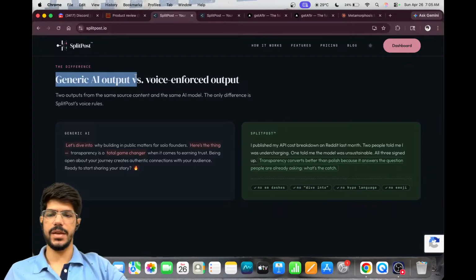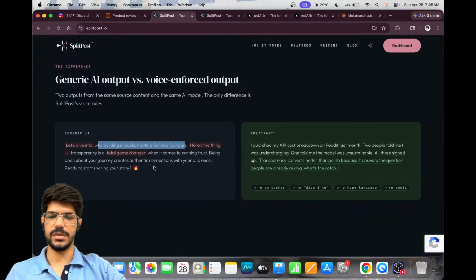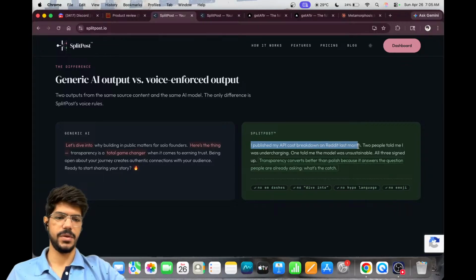Okay, generic AI output versus voice enforced output. Building in public matters for sure. I published my API cost breakdown on Reddit last month. Two people told me I was undercharging. One told me the model was unsustainable. All three signed up. Transparency.